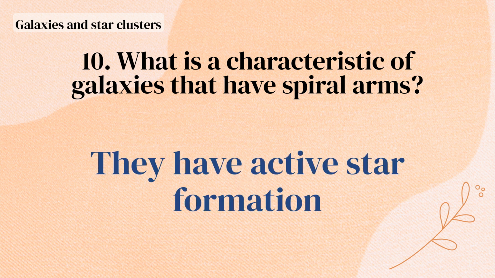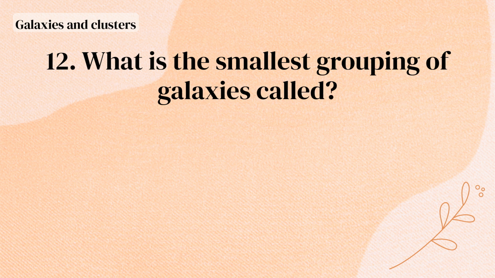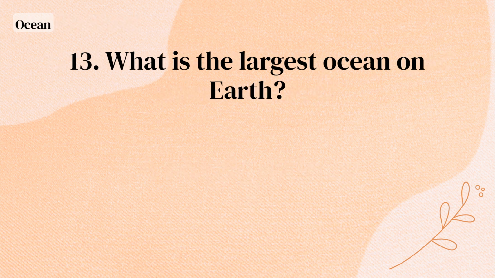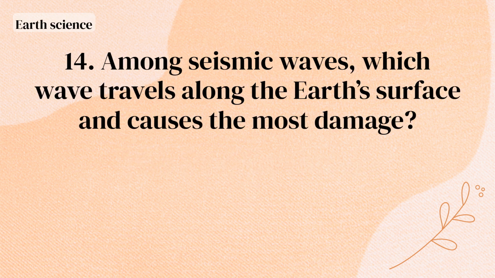They have active star formation. What covers about 70% of the Earth's surface? The ocean. What is the smallest grouping of galaxies called? A single galaxy. What is the largest ocean on Earth? The Pacific Ocean. Among seismic waves, which wave travels along the Earth's surface and causes the most damage?